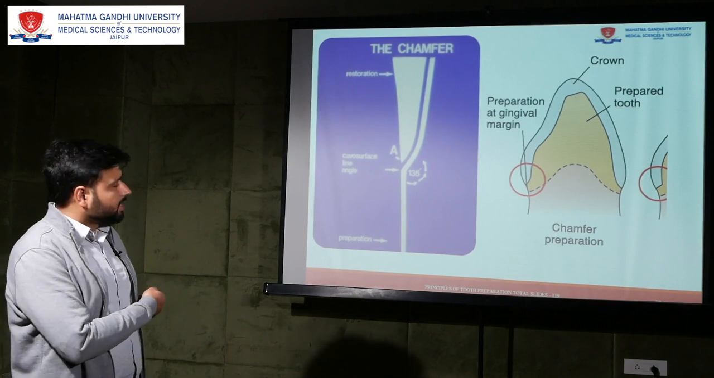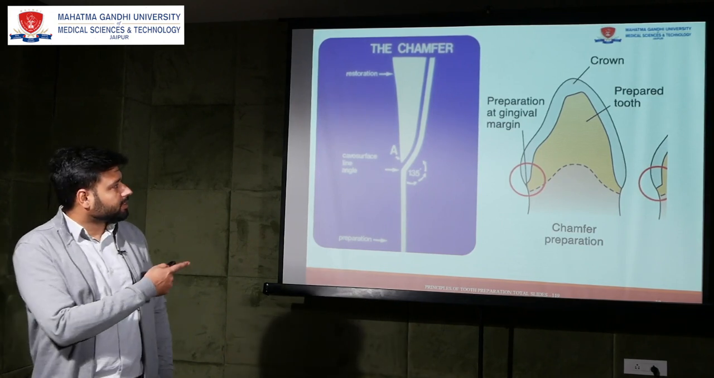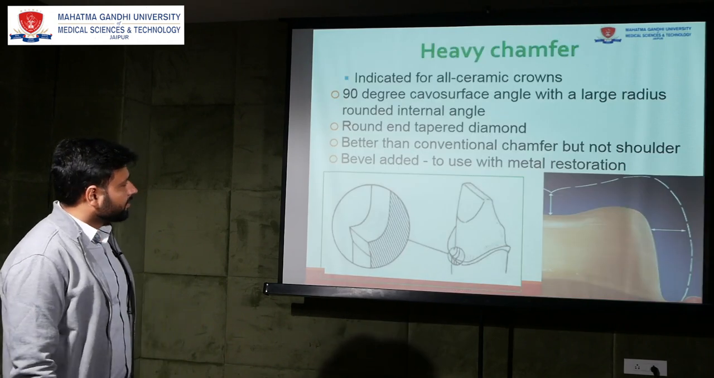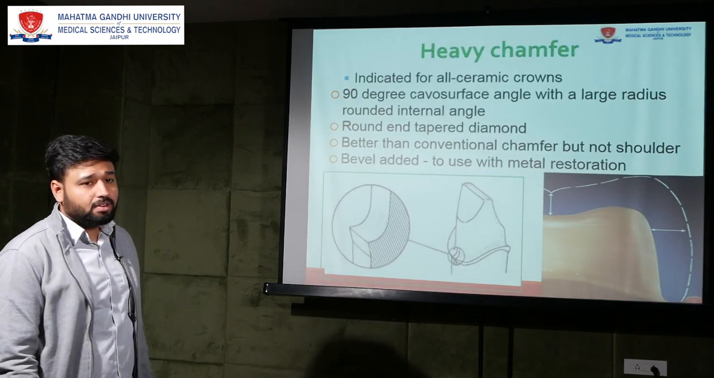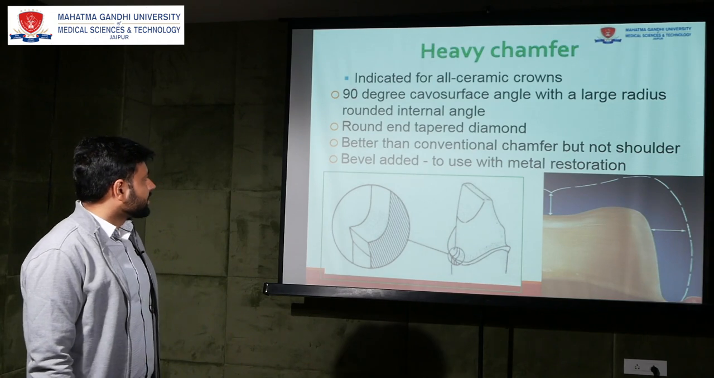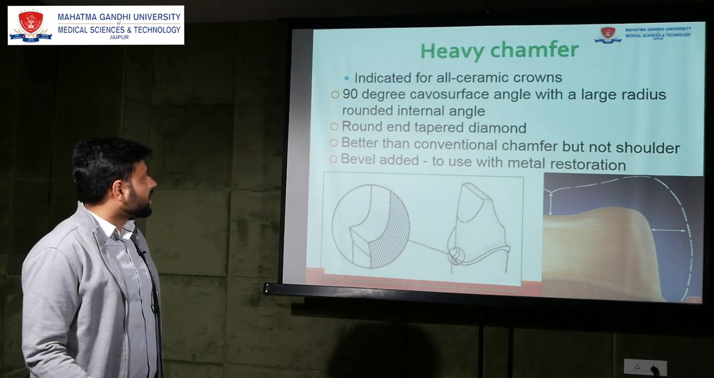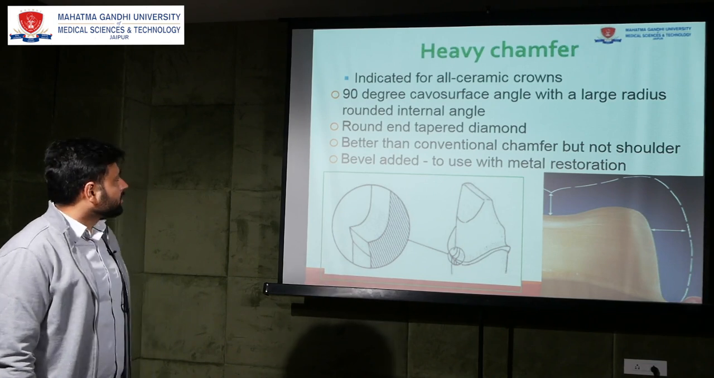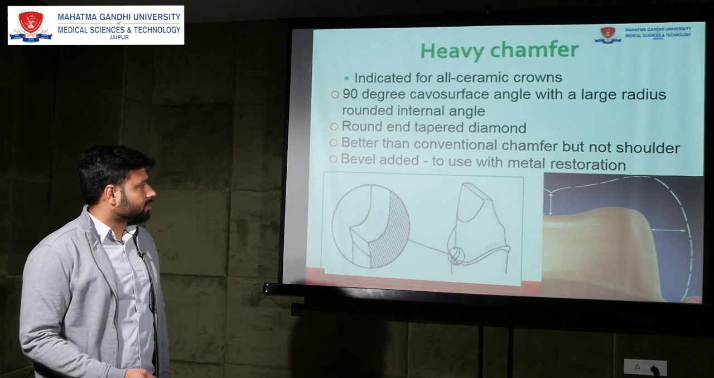This is the cavosurface angle, that is 135 degrees, and this is the tooth preparation and the margin you can see in the diagram. Then we have the heavy chamfer, which is indicated for all ceramic crowns. So 90 degree cavosurface angles with a large radius rounded internal angle, using a round and taper diamond. So better than a conventional chamfer but not a shoulder.